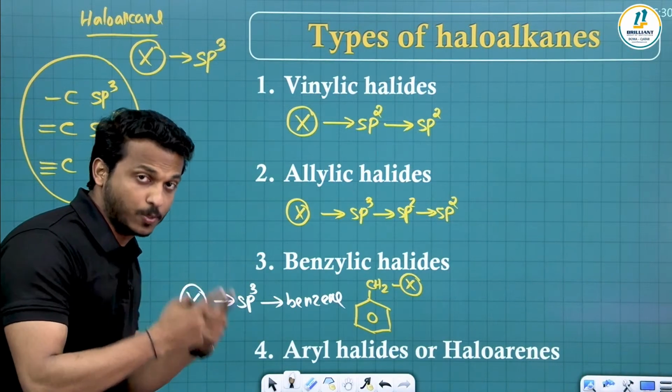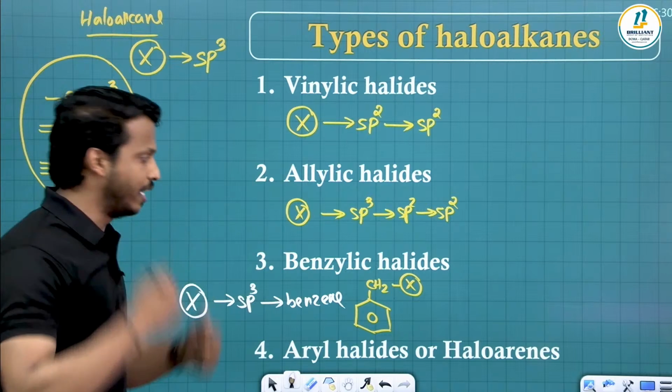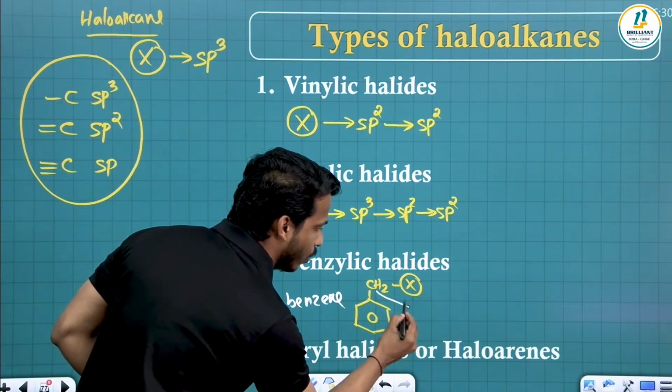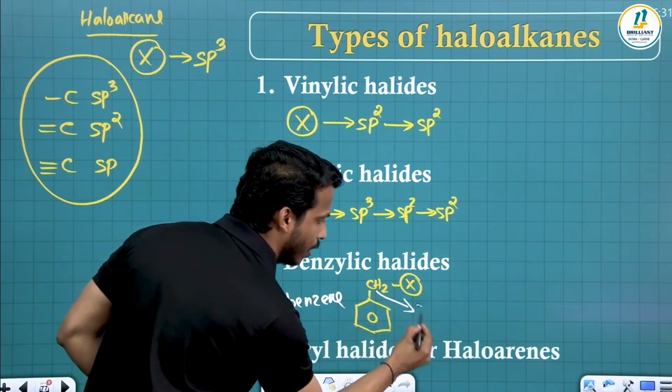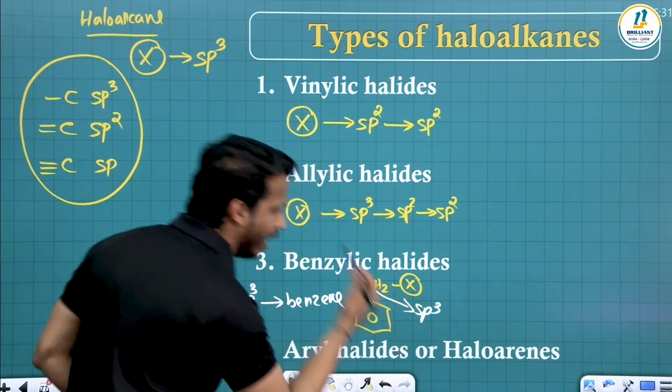Halogen connected to carbon sp3, then it's connected to benzene. See, all of you, halogen connected. What is this carbon hybridization? Four single bonds, sp3, then a benzene ring.